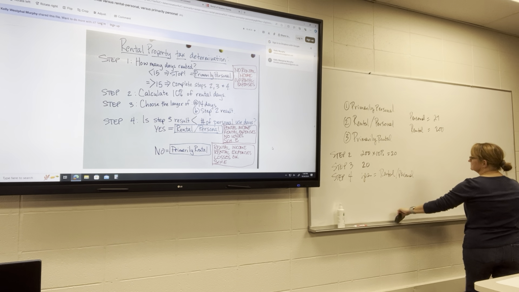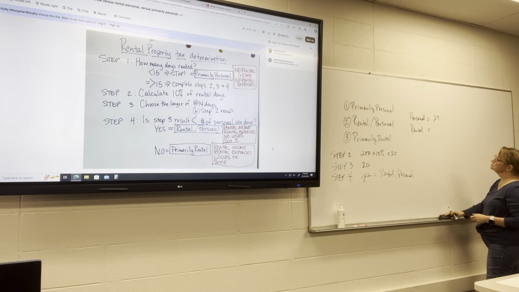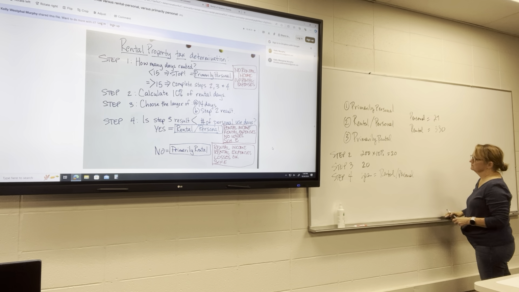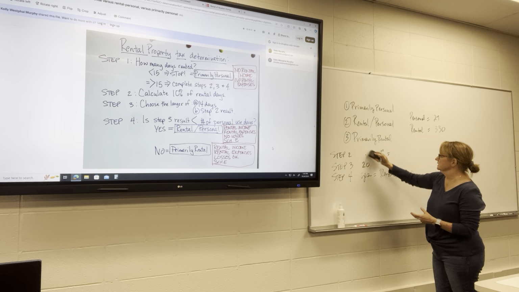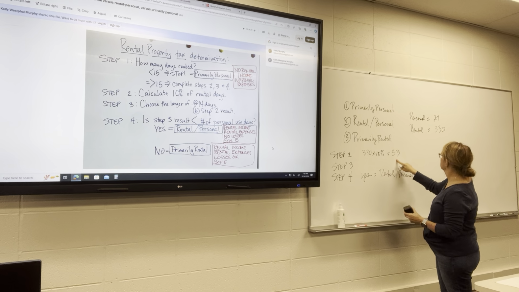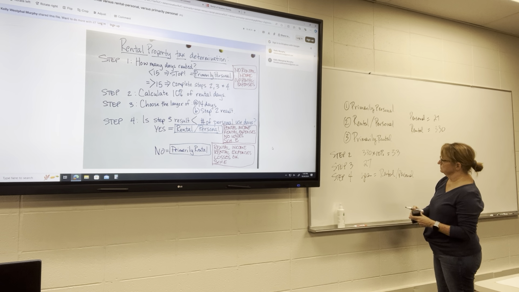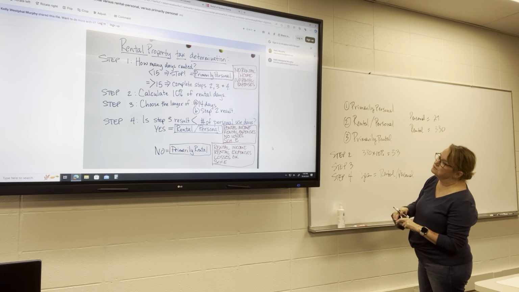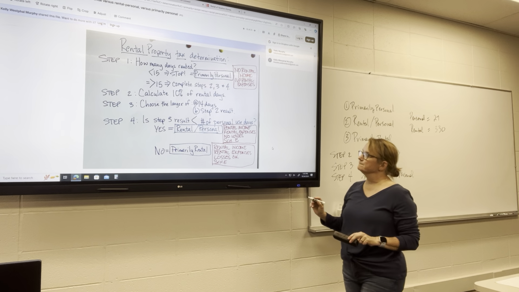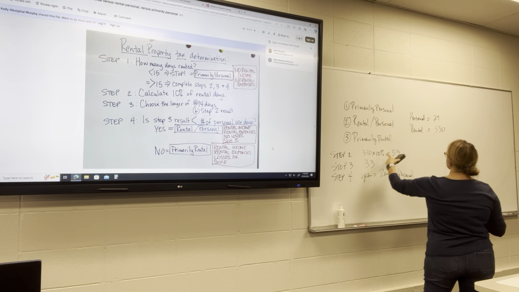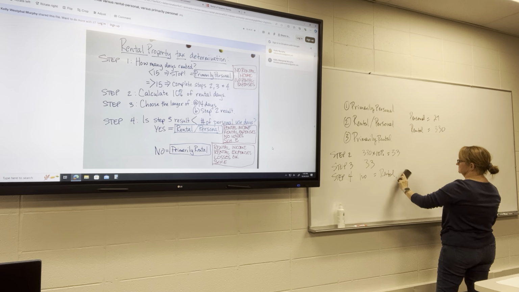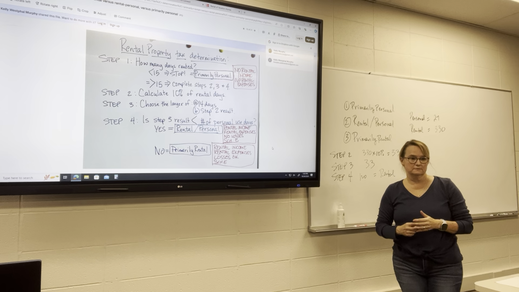Now, let's make this personal use was 27, rental was 330. Now this becomes 33. So step 3 is 14 days, which is the larger of 14 days or the step 2 result, 33. Step 4, is the step 3 result less than the personal days? No. Then it becomes a rental. 100% rental. Okay?